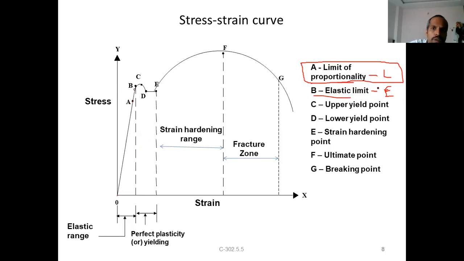Okay, so that is the importance of the elastic limit. If you remove the load, it will come to its original position, original shape, right? There will not be any change in shape, there will not be any distortion. It regains its original shape, right? So that's the importance of the elastic limit.